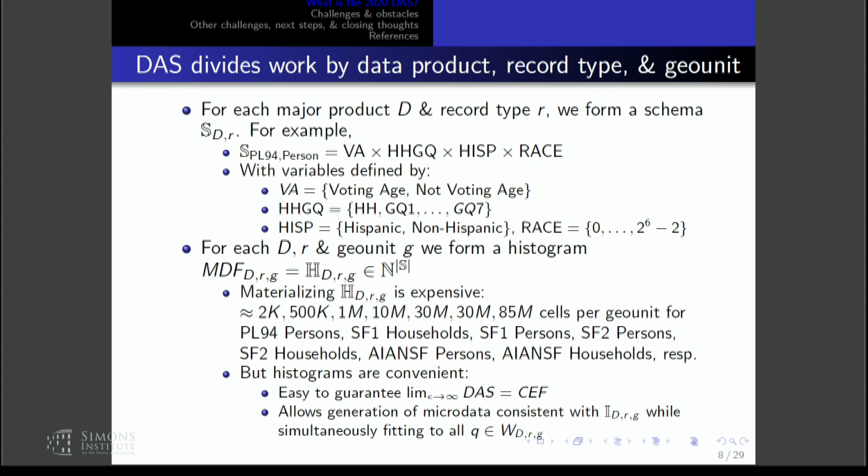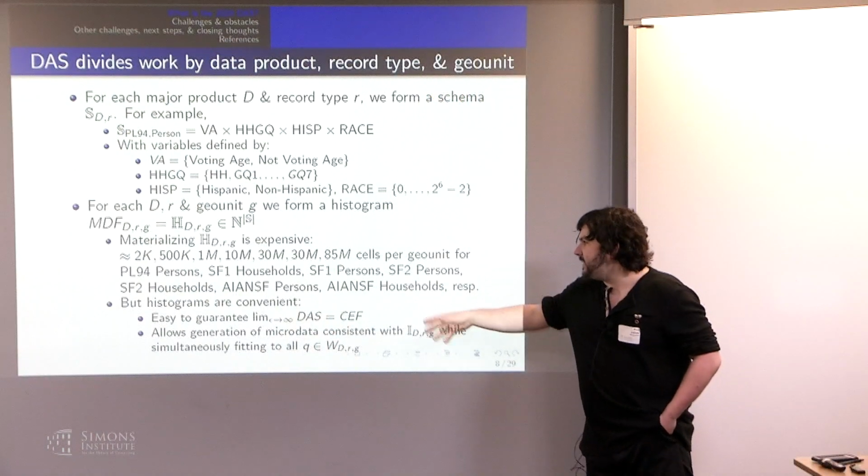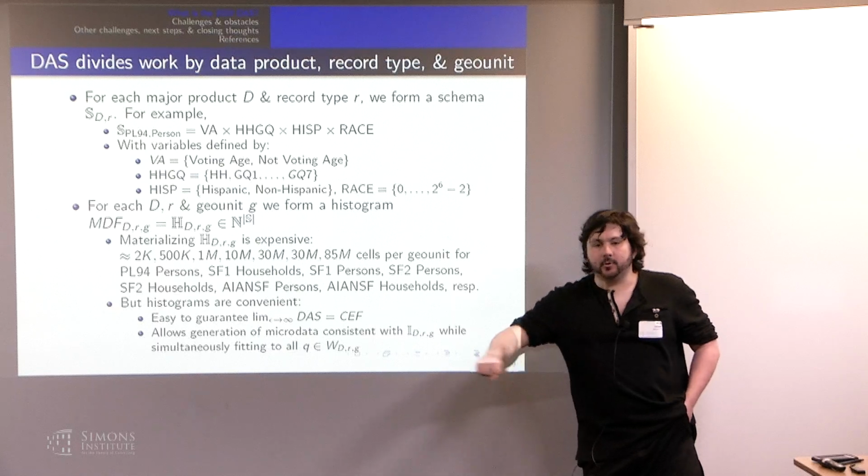So why are we insisting on using these histogram objects, given that they're very expensive and in general you don't necessarily need to rely on them? There are a few reasons. They're not all listed here, but the quick ones are: it's easy to guarantee that the limit as epsilon runs to infinity of the DAS will be the true input data.